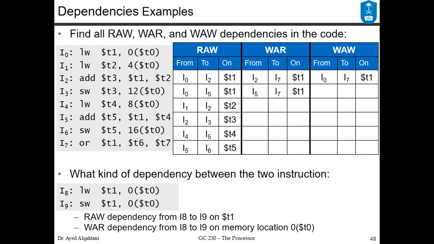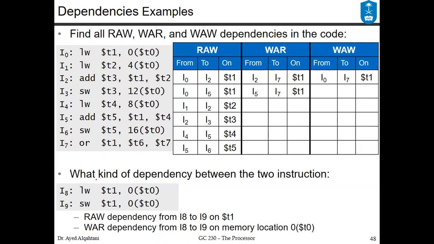The last dependency is the WAW dependency, write after write. This is one of the easiest. In my opinion, this is easier than the RAW or the WAR, because you look for a write followed by a write in the other instructions. So you write T1 here, and you found that you also write it here at I7. So there is a dependency between I0 and I7 on T1. If you check the other instructions, you won't find any other instruction that writes to the same register. So this way you got all the dependencies.